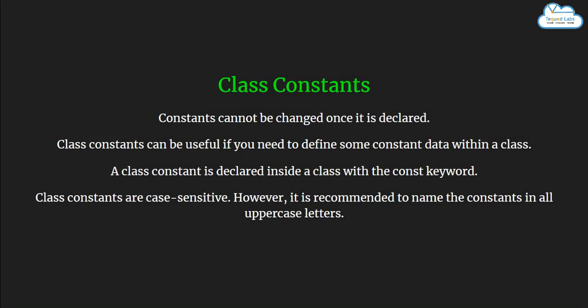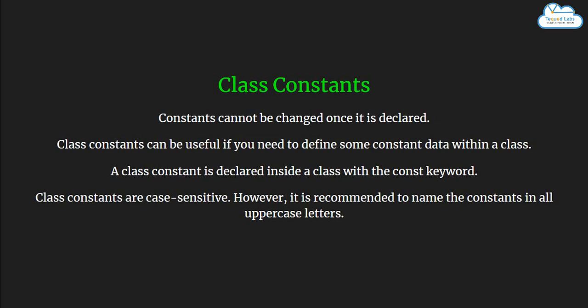The next thing you have is class constants. Now what are these class constants? Constants cannot be changed once declared. As I told you already, constants are the things which cannot be changed regularly. It has to be only once, right? So once you define the constant, that's it. You cannot change anything. But in a variable, you can change the values.